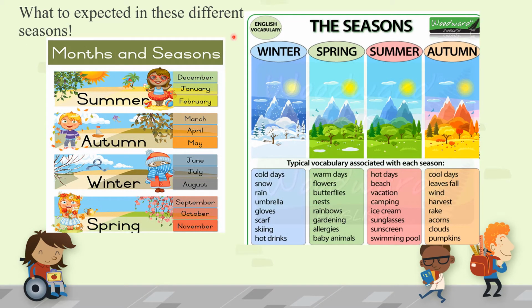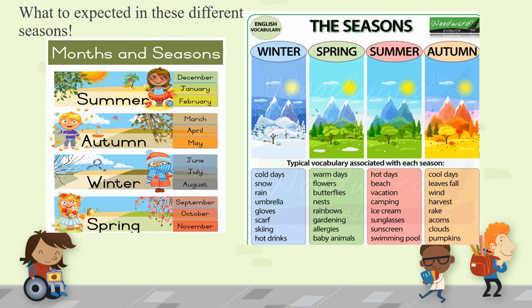What to expect in these different seasons? For summer, you can expect hot beach vacation days, camping out with family, and ice cream, with a lot of swimming pool days. For autumn, you can expect not cold, but cool days with leaves falling, and usually the leaves are brown, orange, and yellow. Quite windy, and it's a good time to harvest, with pumpkins all around.